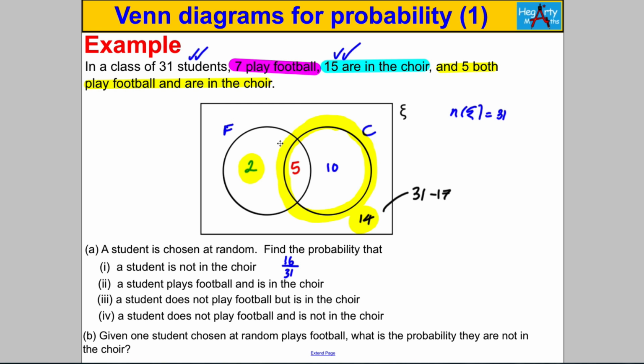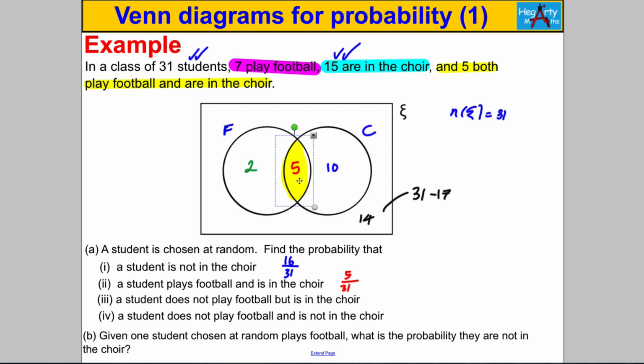Okay, next one, let's have a go. The next one says, the probability a student plays football and is in the choir. Well, let's label the students that play football and are in the choir. They're in this intersection here. There are 5 of them, and there are 5 of them out of a total of 31 students.